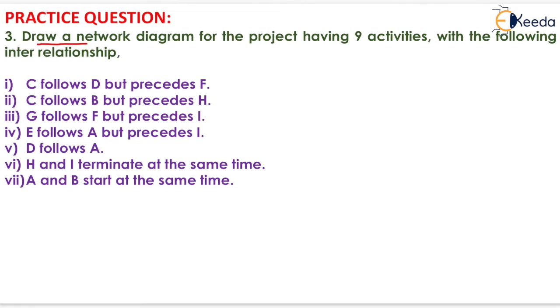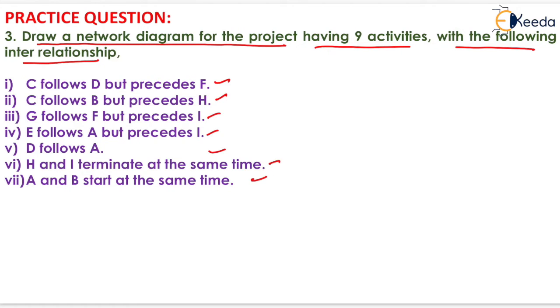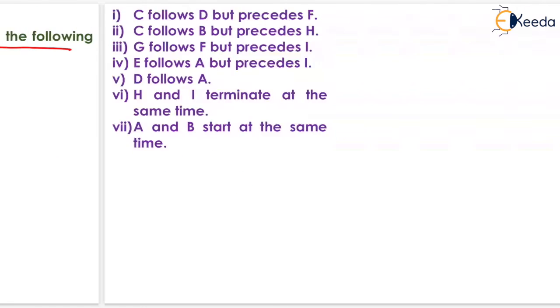Question is given as, draw a network diagram for the project having 9 activities with the following relationship. Now relationship is shown here, that is like this. Now we have to draw the network according to this relationship.